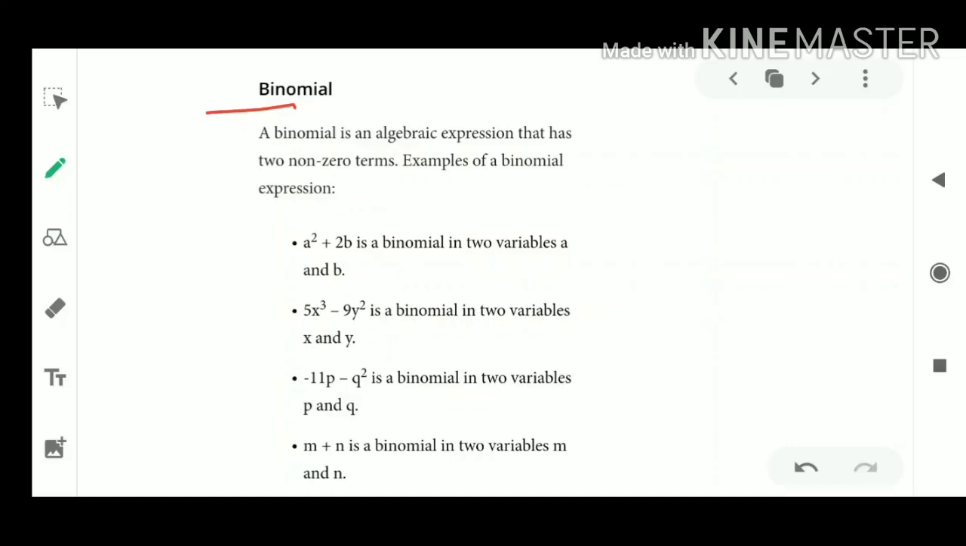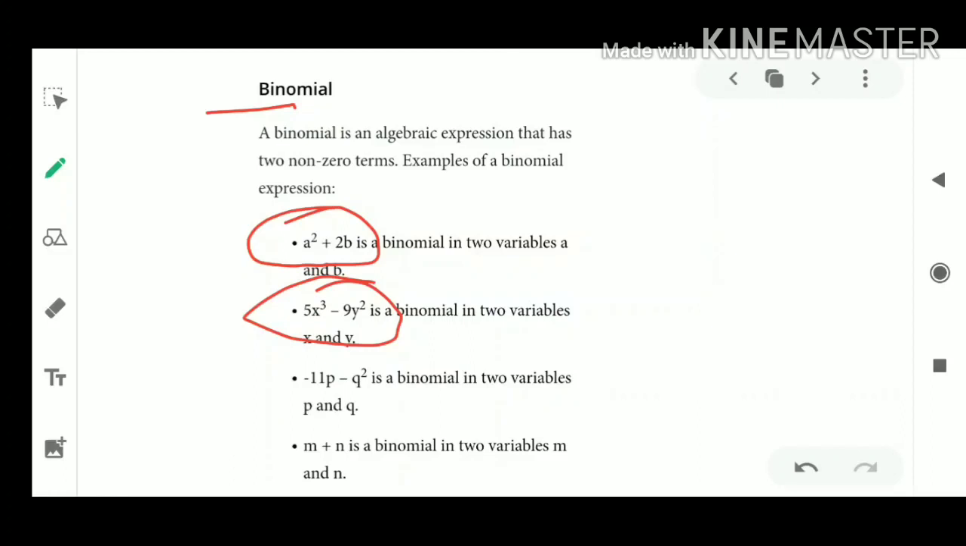It is called binomial. See here, first one, a square plus 2b. a square one term, 2b one term. In between them plus is there. As we discussed, if there is a plus or minus in between the terms, that plus and minus divides it into terms. Here also 5x cube minus 9y square. In between them minus is there. That's why we are considering 5x cube as one term and 9y square as one term.